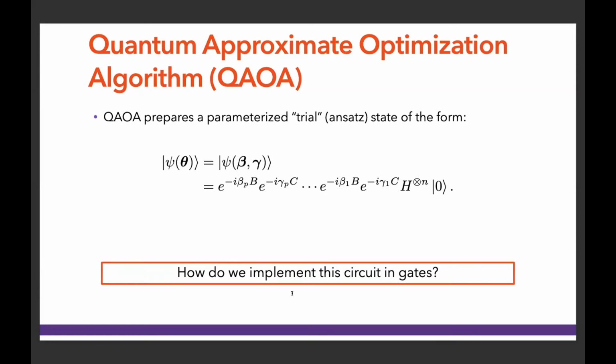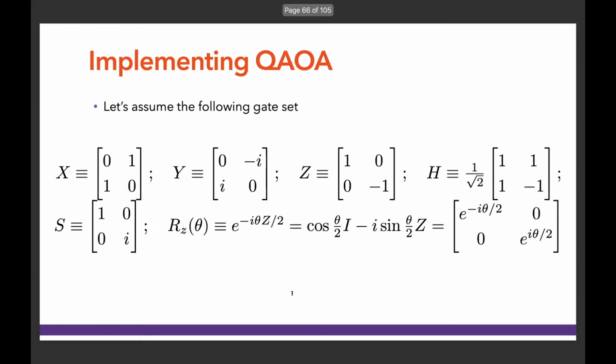So how do we implement this circuit in gates? Of the kind of gates that the tutorial Monday talked about. So we're going to assume the following pretty standard gate set. We have the Paulis X, Y, Z, the Hadamard gate, which I already mentioned, the phase gate, and rotation around the z-axis, which is also a pretty standard gate and often native on hardware.